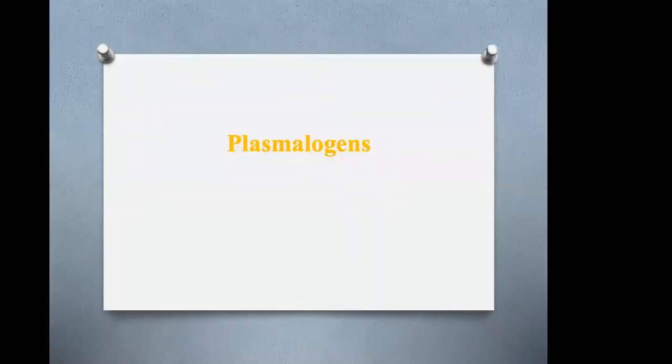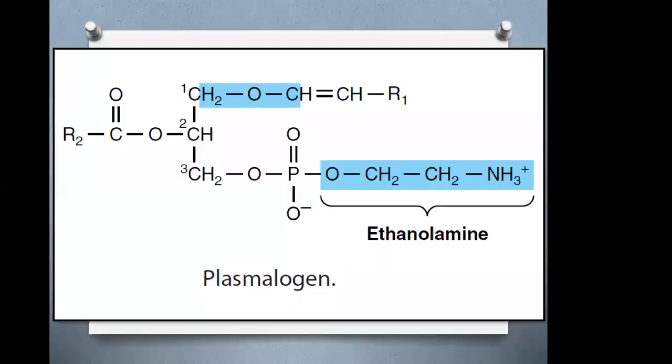Now, the other group which comes in phospholipids is plasmalogens. Plasmalogen has ethanolamine as the X group, and you see this group is also changed in plasmalogen. In the other substance this was a simple fatty acid, but in this group here is a 1, 2, 3 carbon fatty acid.